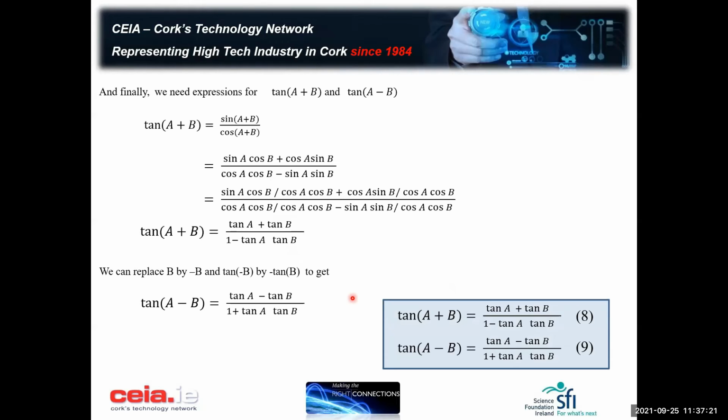Now, what about the tan of the sum of angles and the tan of the difference of angles? Well, you just use those two previous results for the sine of A plus B and cosine of A plus B, noting the tan of A plus B is defined to be the sine of A plus B over the cosine of A plus B. And you get straight substitution of those values in here.